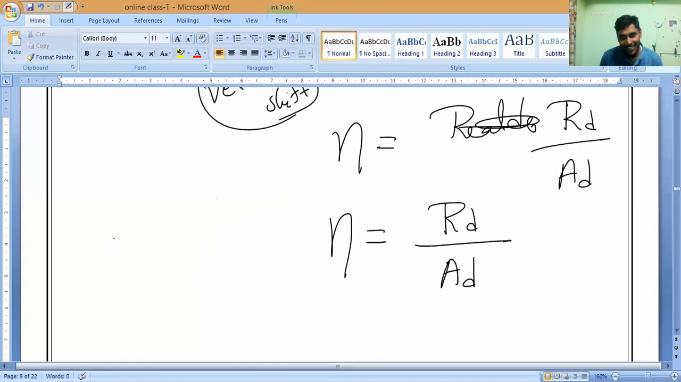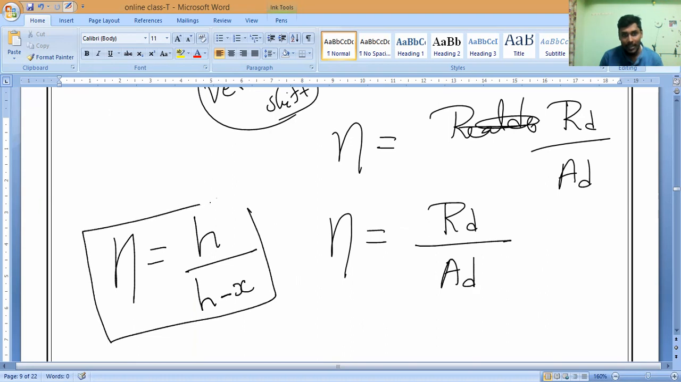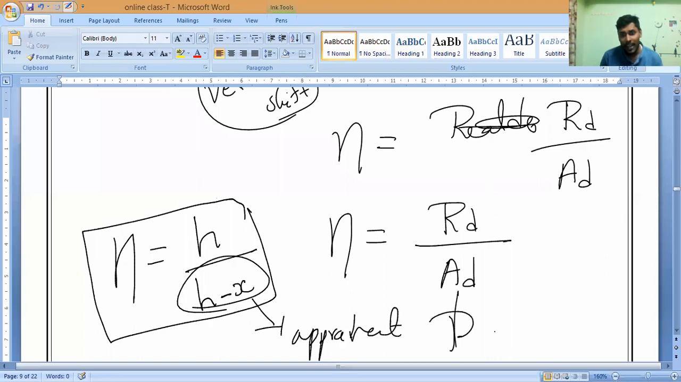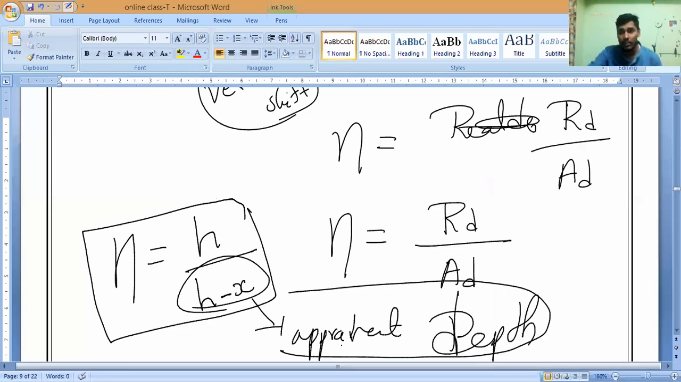So the refractive index is equal to real depth, h, divided by apparent depth, which equals real depth minus vertical shift, h minus x. Understand? h minus x will give you the apparent depth. What is that, guys? Apparent depth. This will come very rarely. 99% they won't ask you, because it is not there for you people.